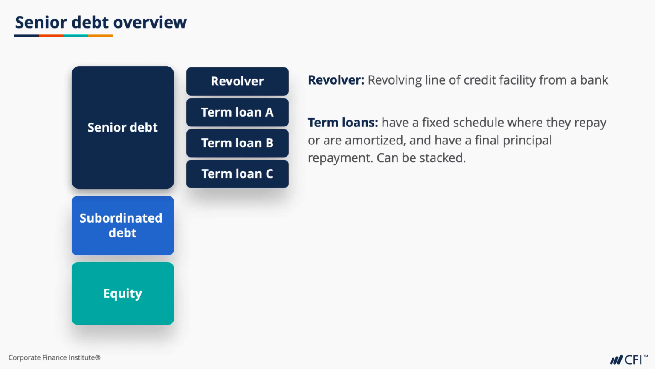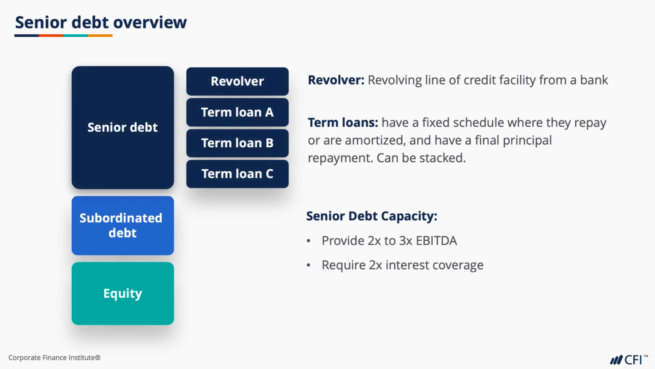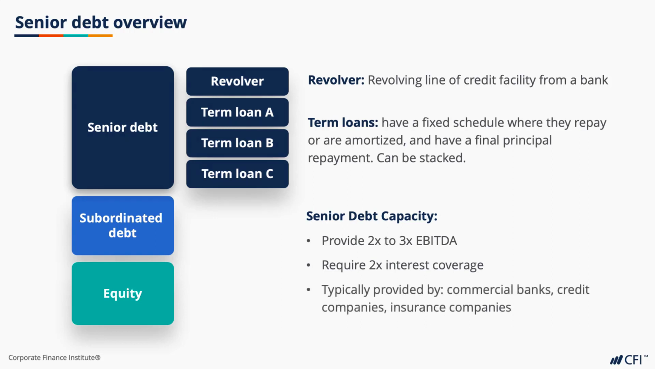In terms of the capacity for senior debt, typically, banks and other lenders will provide 2 to 3 times a company's EBITDA. They may require 2 times interest coverage to satisfy their requirements. And you can typically find senior debt at commercial banks, credit companies, and insurance companies. Senior debt ranks first, so it's always going to be paid out before any other lenders and well before equity. Senior debt may or may not come with guarantees from the business and its owners.